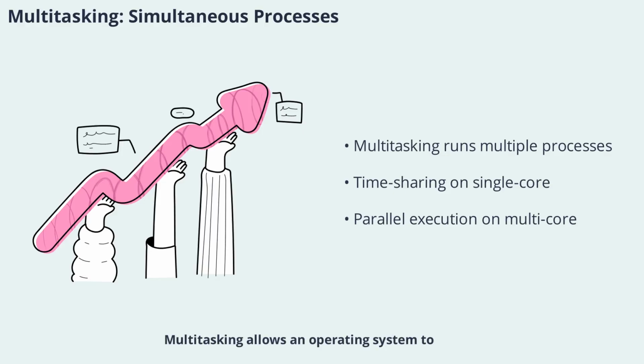Multitasking allows an operating system to run multiple processes at the same time. On single-core CPUs, this is achieved through time sharing, where the CPU rapidly switches between tasks. On multi-core CPUs, true parallel execution occurs with tasks distributed across cores. The OS scheduler balances the load, ensuring efficient and responsive system performance. Multitasking utilizes the CPU's capabilities, assigning different tasks to different cores for maximum efficiency.